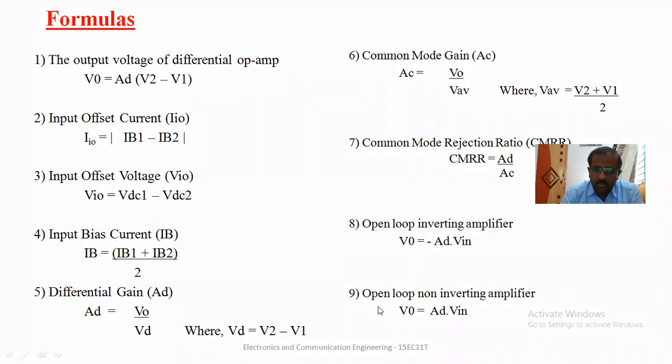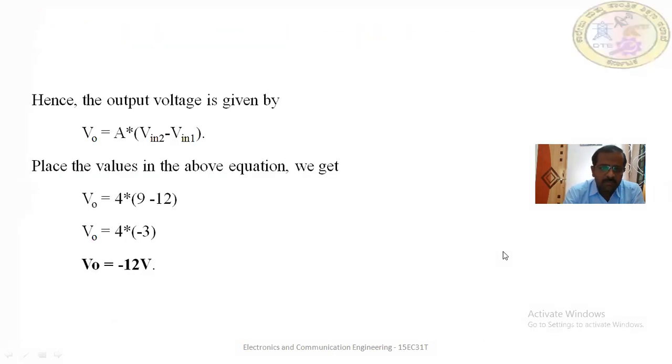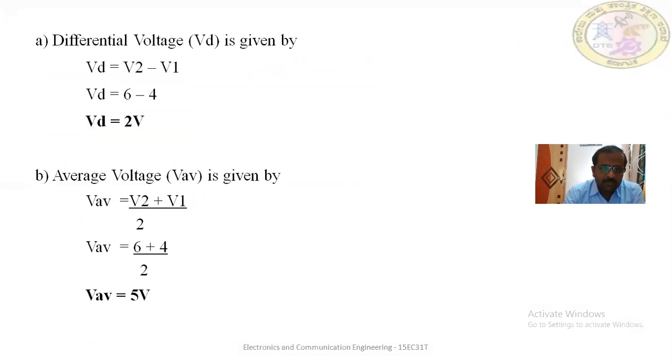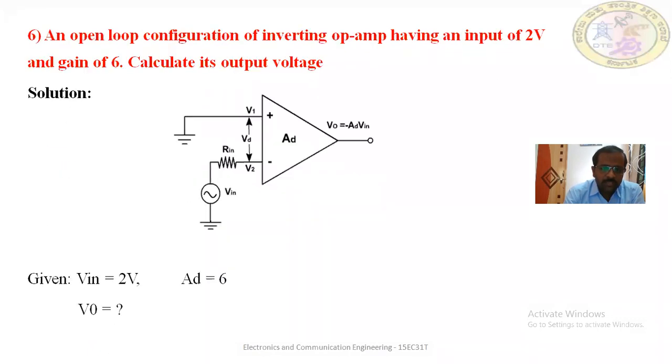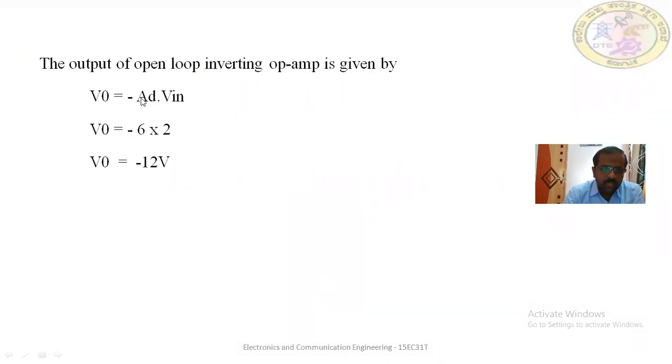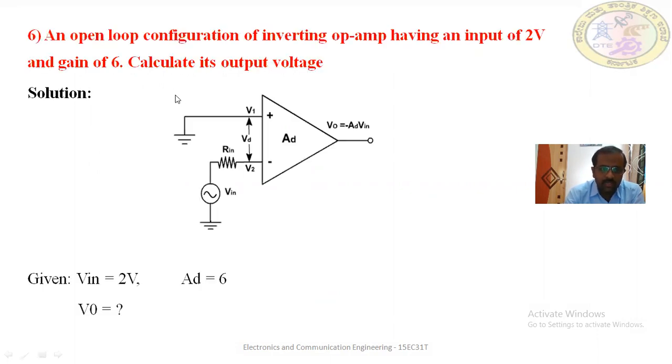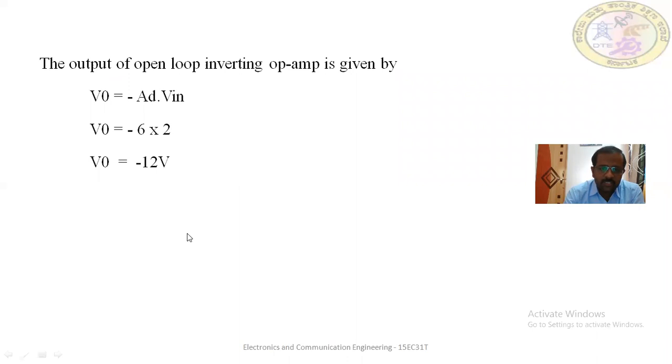The open loop inverting amplifier formula is Vo is equal to minus AD into Vin, and it is to be used. I am going to use this formula for this problem. Vo is equal to minus AD into Vin. What are the values of AD and Vin? AD is equal to 6 and Vin is equal to 2. These are to be placed in the above equation.